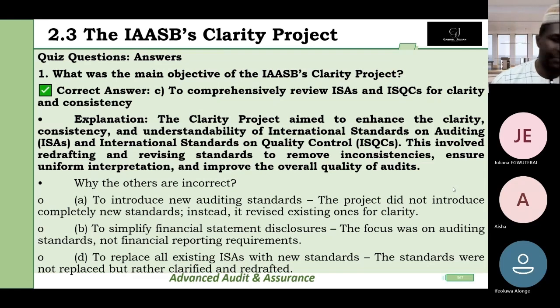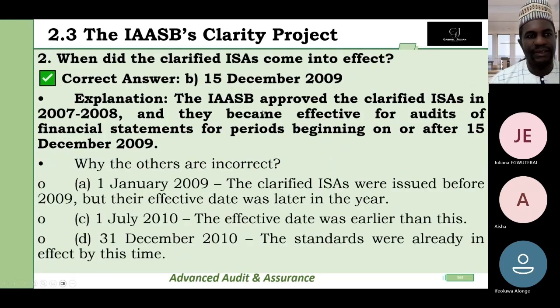C. All right. Number 2. Those that guessed B, J got it. B. A got it. B. But ICAN will not ask you this anyway. This one is just internal. The IASB approved the Clarity ISAs in 2007-2008, and they became effective for audits of financial statements for periods beginning on or after 15 December 2009.